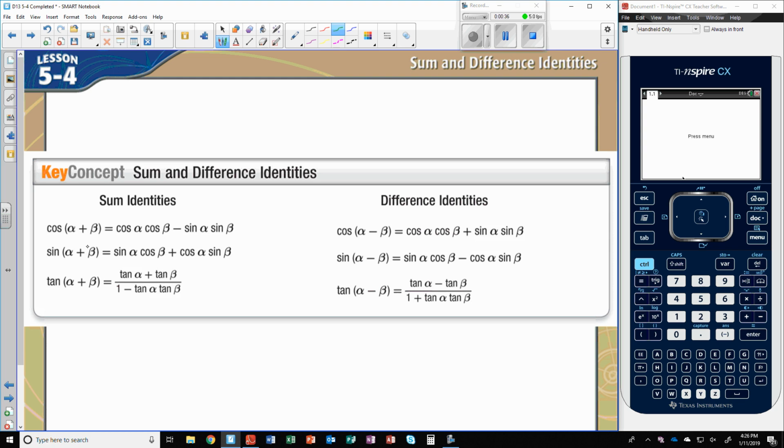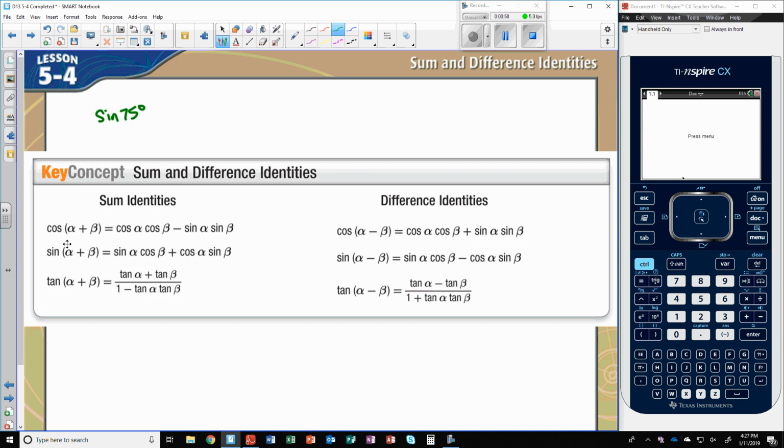For example, we could say if I wanted to find the sine of 75 degrees. We don't have a hand trick for that one. How would I do that by hand?